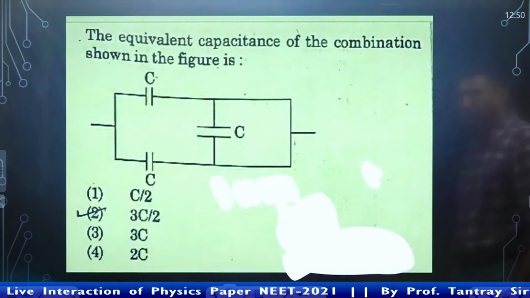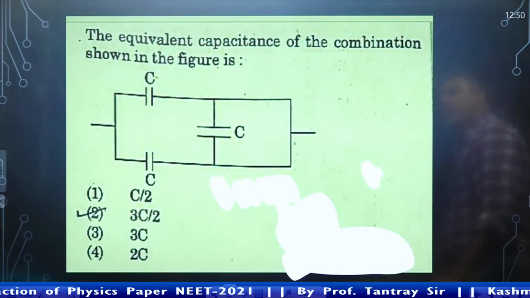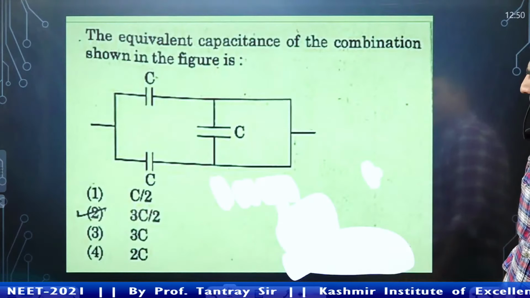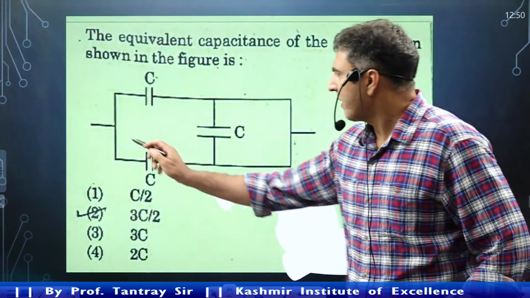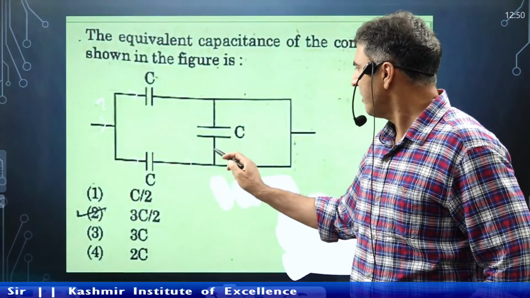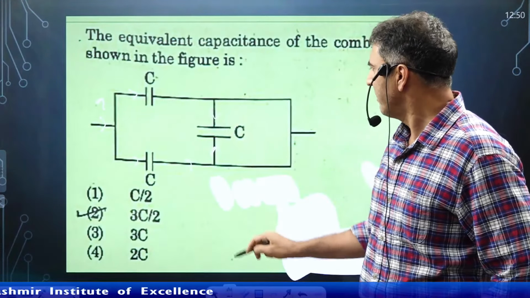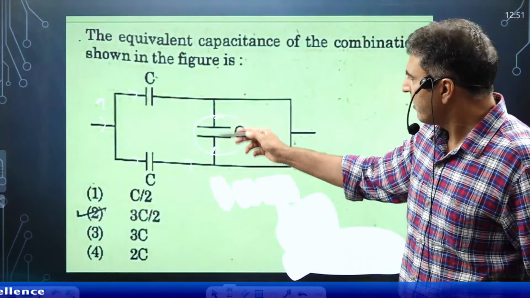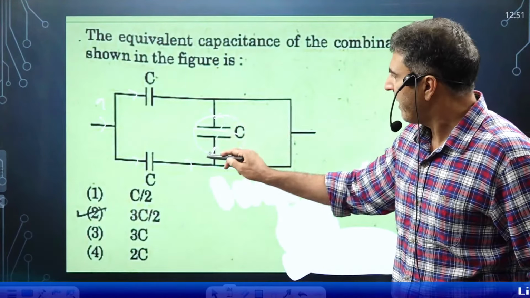Okay, let me go to one more question. See here, the equivalent capacitance of the combination shown in the figure is. Here you have to apply your mind. If charge flows from here, it goes here. From here the charge goes up, and from here charge goes down. So the net charge through this resistor is 0. When the net charge through this resistor is 0, that means it will not be connected at all.